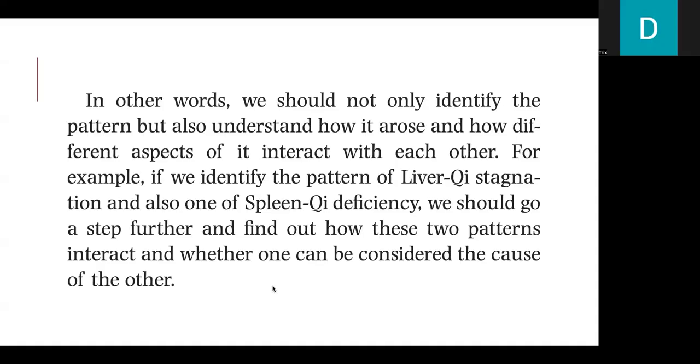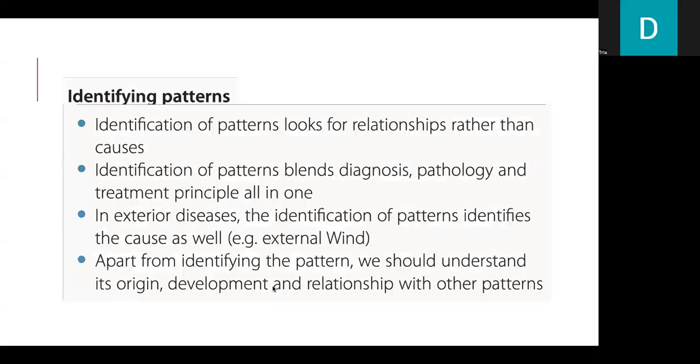For example, if we identify the pattern of liver qi stagnation and also one of spleen qi deficiency, we should go a step further and find out how these two patterns interact and whether one can be considered the cause of the other. To summarize, identification of patterns looks for relationships rather than causes.